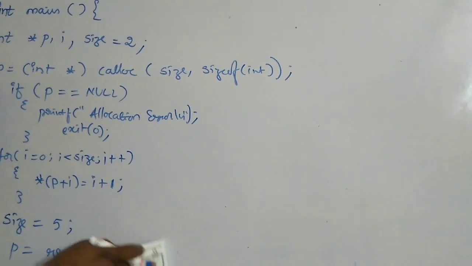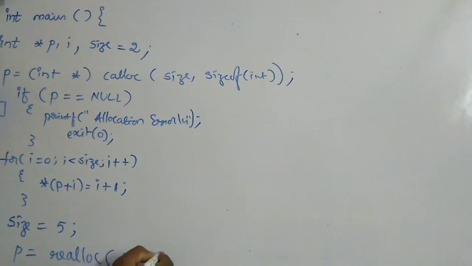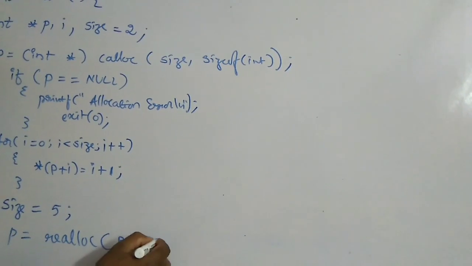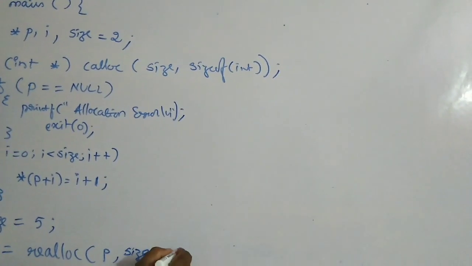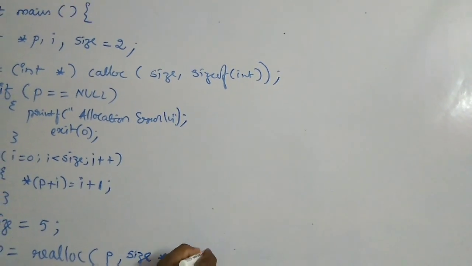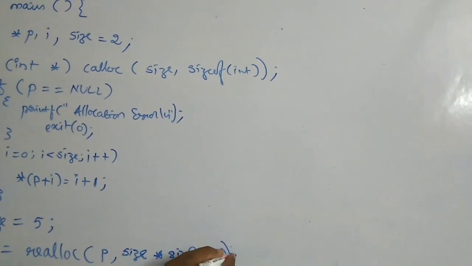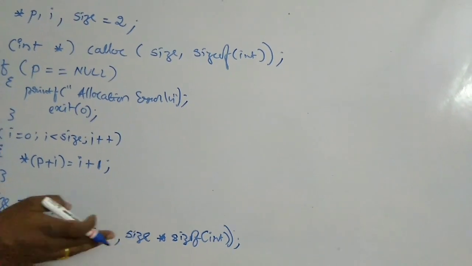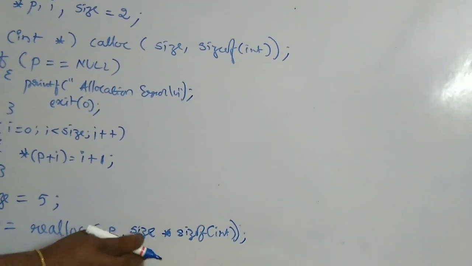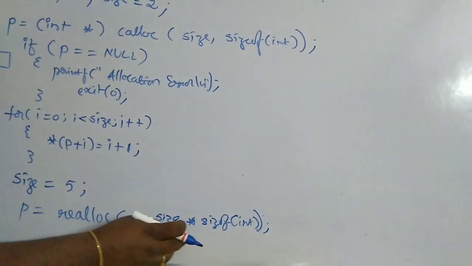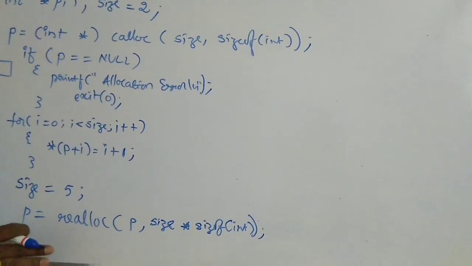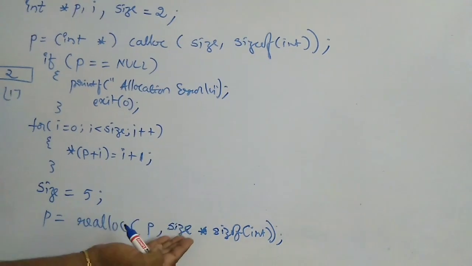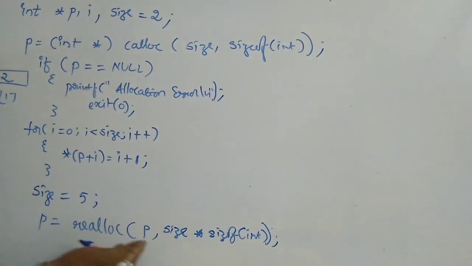That means I have to write it as size star size of int, because I want to create an array for 5 elements. So it should be 5 star size of integer. That means each element will take 2 bytes. So 10 bytes of space is allocated for this, and the starting address of the array is given to the p.